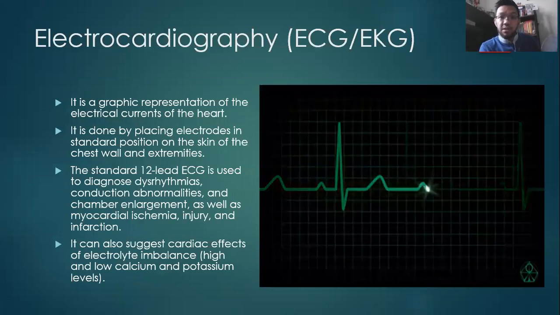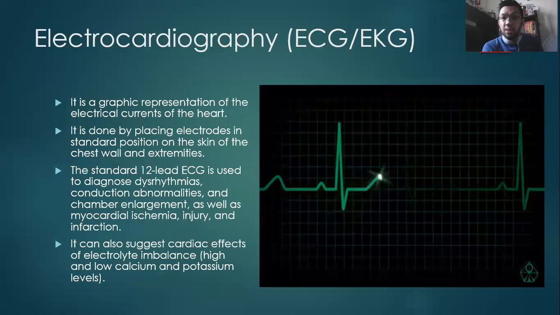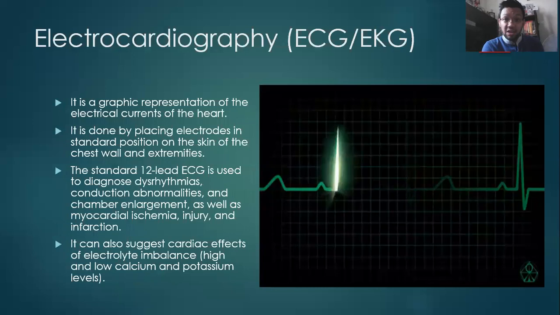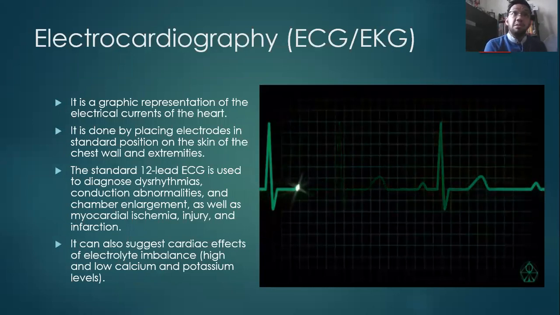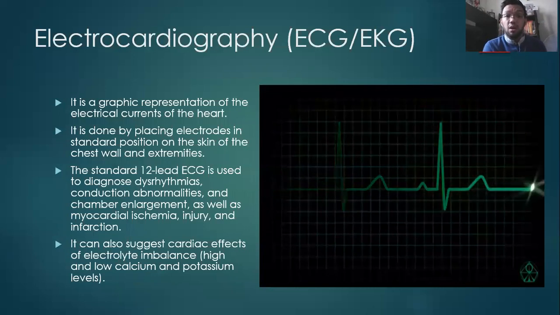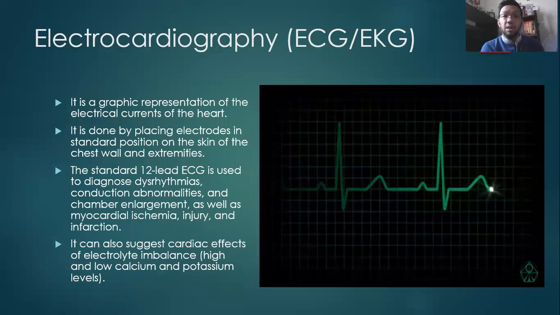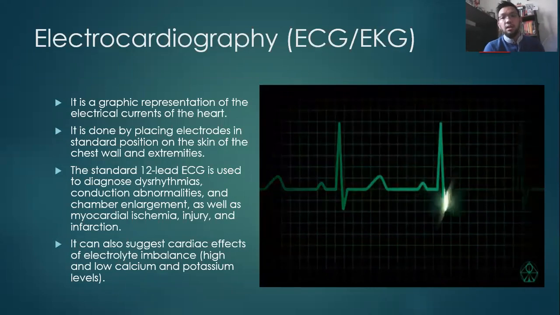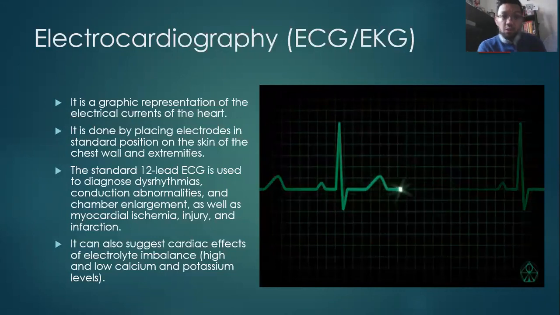Now we go to the electrocardiography, ECG or EKG. This is a graphic representation of the electrical currents of the heart. And our nursing responsibility here is placing electrodes on or in a standard position on the skin of our patient's chest wall or extremities. But this is most commonly done on our patient's chest wall.